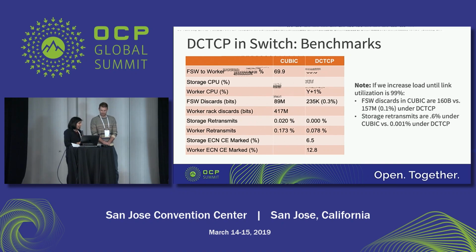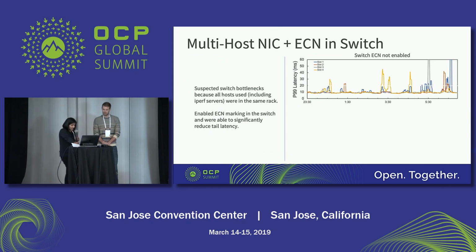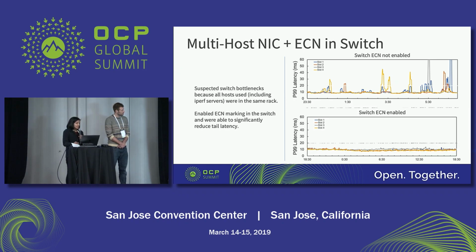What's even more interesting, I think, is that if you increase the load until the link utilization is really close to 100%, then the benefits of using DCTCP are even more enhanced, because the number of fabric switch discards you get becomes 0.1% of the value with Cubic, and the number of retransmits you get are also reduced more significantly. So using Larry's tests as backing for our hypothesis, we moved forward and took the same exact case we had before, where we had the P99 latency peaks and congestion in the switch as our logic for what was causing that, and we enabled ECN in the switch.